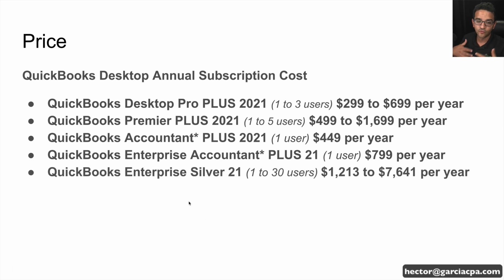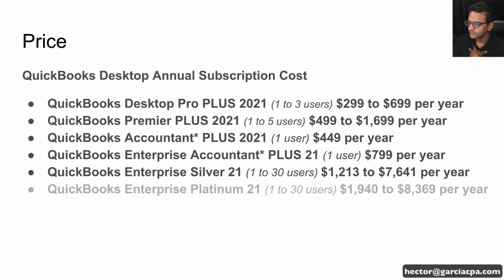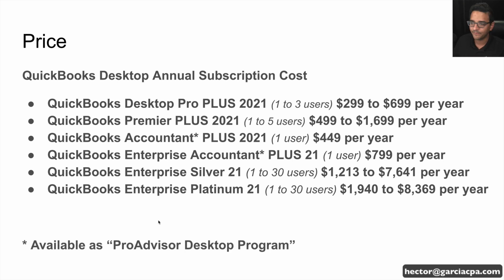And then we have the regular QuickBooks Enterprise for end users, right? So this is not for accountants, for end users, which you can buy anywhere between 1 to 30 user licenses on the Enterprise Silver. That's going to be between $1,200 and $7,600 per year. And then on the Platinum Enterprise, which is 1 to 30 users, will be anywhere between $1,900 and $8,300 per year. And there's another edition called Gold and Diamond. For now, I'm just going to leave those out because that's completely insane to get deeply into.